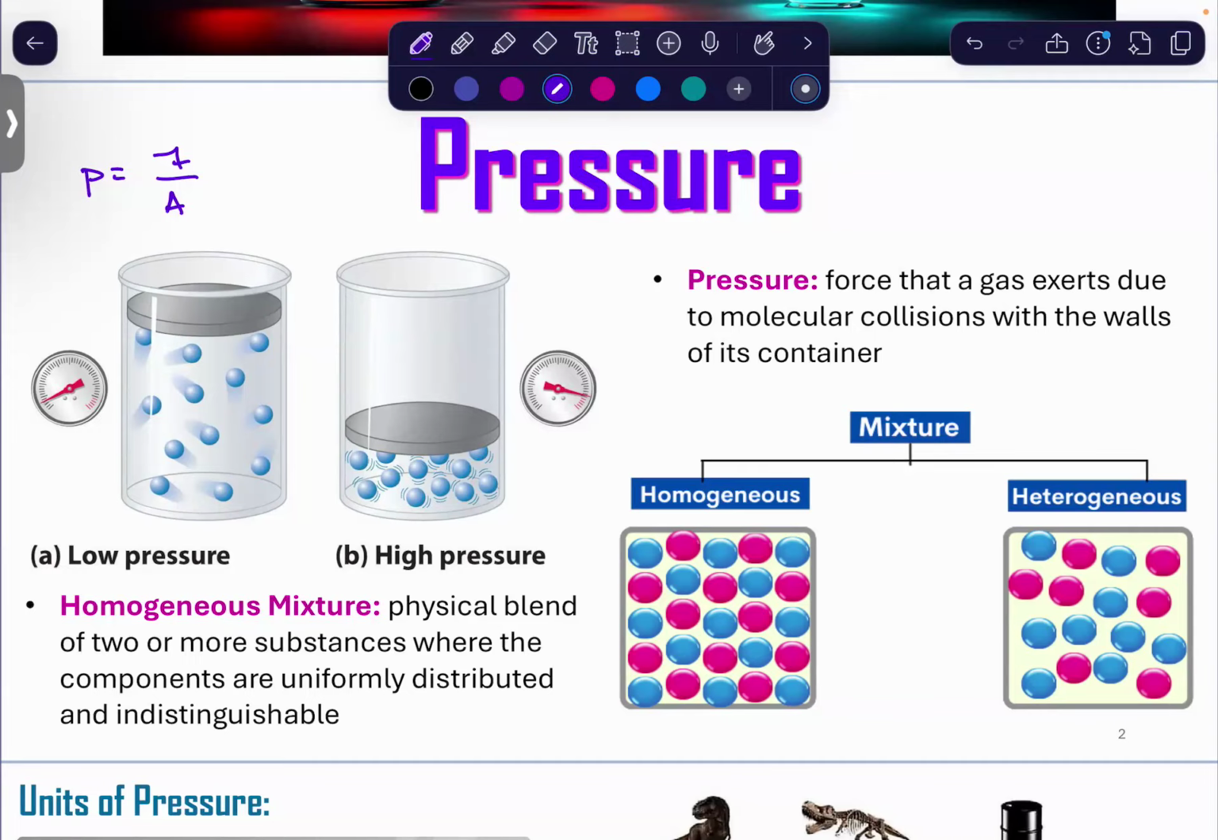Gases can be in heterogeneous or homogeneous mixtures. To kind of give you an idea, in a homogeneous mixture, the components are evenly distributed. You can't really see the different parts, whereas in a heterogeneous mixture, you could pick out individual parts of the mixture.